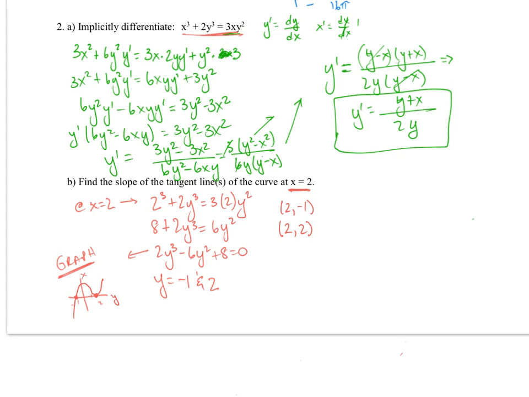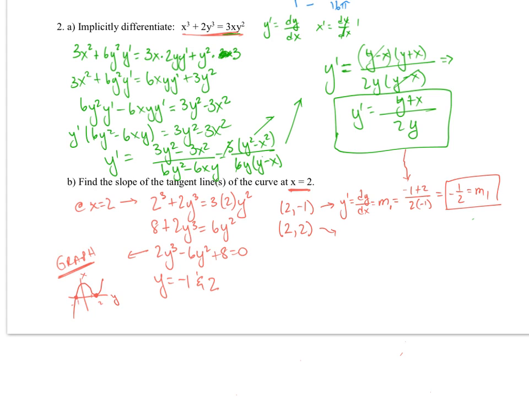So let's start with the first one. At (2, -1), remember, my y prime is my dy/dx, and in this case it's going to be the slope of that tangent line, so we'll call this slope 1. So at this point, I'm just going to use my equation that I had right there, and I'm going to plug in the values. So this gives me negative 1 plus 2 over 2 times negative 1. So this first slope comes out to be negative 1/2. So this is the first slope tangent.